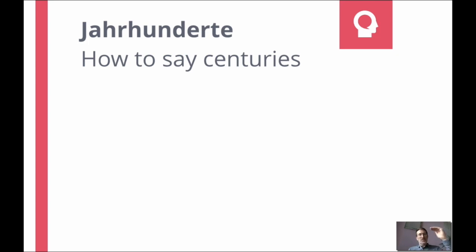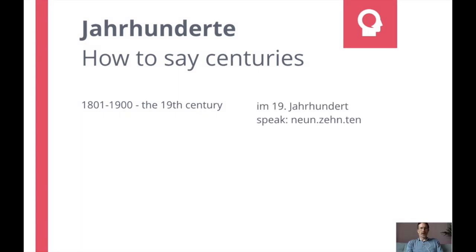Next level, centuries. Let's assume the century that started in 1801 and lasted until 1900. So again, here you start with the 1 and end with the full century. So that's the 19th century. Centuries are always counted, I always in my head count minus 1. So basically the name of the century is defined by the final number. So you end with a 19, so it's the 19th century. Same in German. Im 19. Jahrhundert.